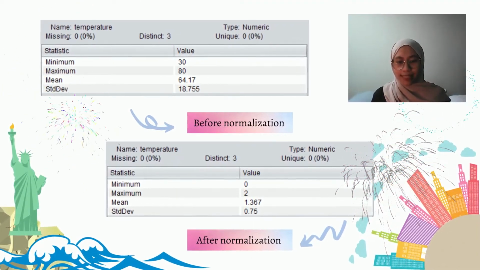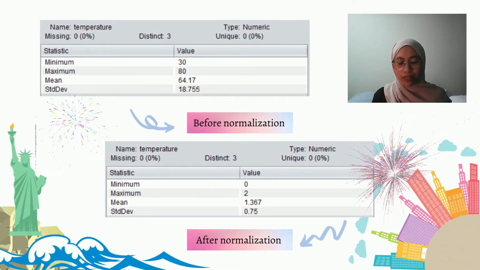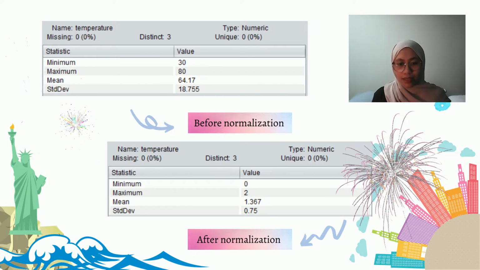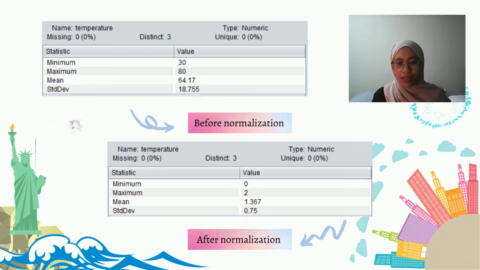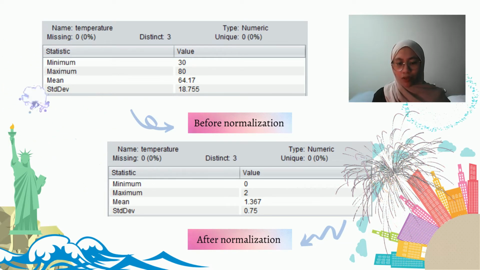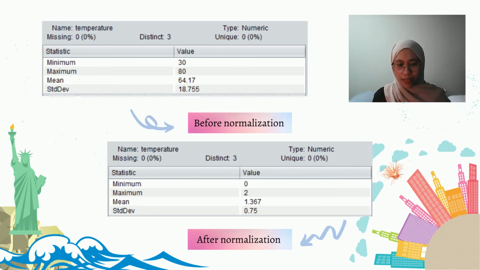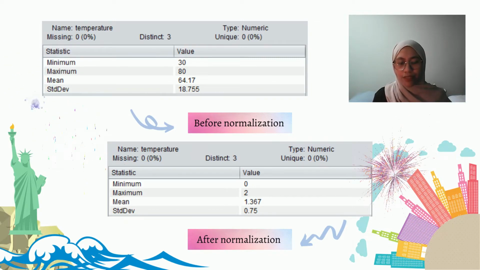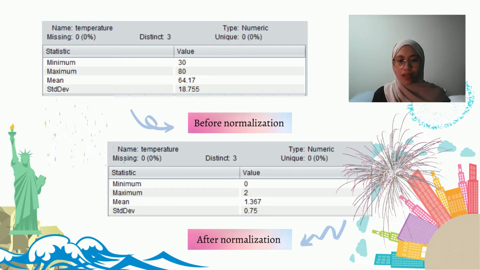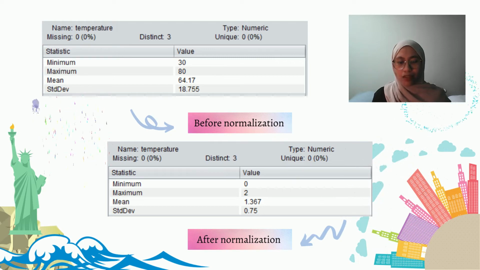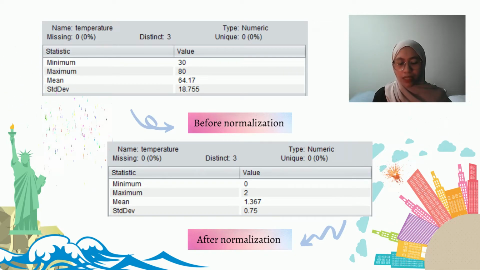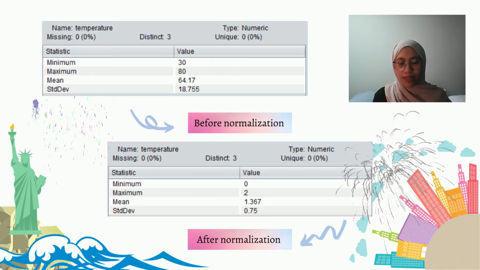As we can see from the slide, our group picked the numeric attribute temperature, which required normalization. The data of temperature before normalization has a statistic of minimum value of 30, maximum value 80, mean value 64.17, and standard deviation value of 18.755. After the normalization, the minimum becomes 0, maximum value becomes 2, mean is 1.367, and standard deviation is 0.75.